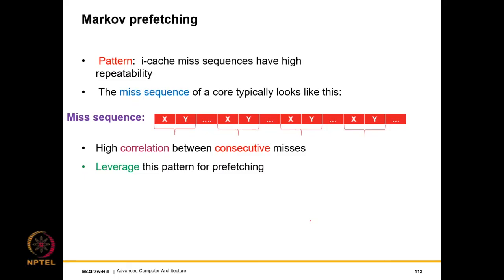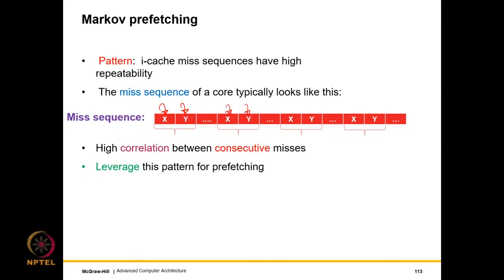Next line prefetching is still only for the next line, so in a sense its reach is limited. It's not really that smart a scheme. A slightly smarter scheme is Markov prefetching. In this case, we will have iCache miss sequences that are not necessarily two contiguous lines, and they will have high repeatability. So the typical miss sequence of a core would look like this: if we miss on line x, most likely the next miss will be to y, again x, then y.